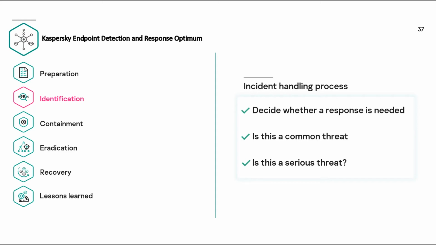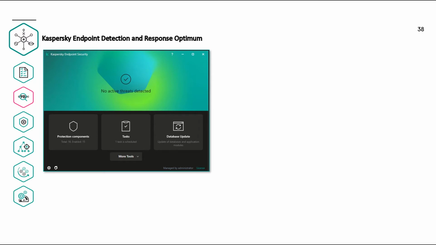Here we might make the decision early on that this detection is a simple, common, everyday threat, and we really don't need to do anything with it. We can consider it resolved and move on to the next one. Or we might make the determination this is a more serious threat and we should investigate further. So let's take a look behind the scenes at a client detection.